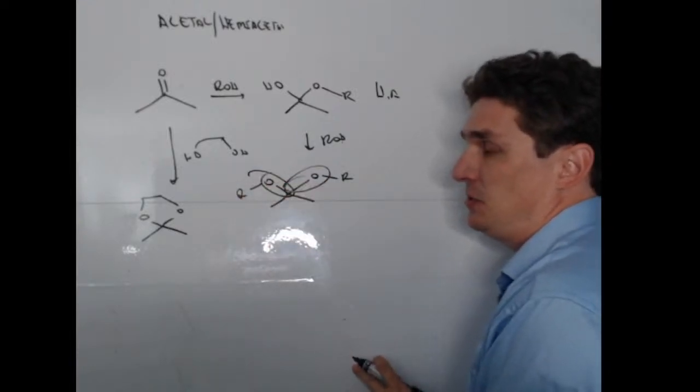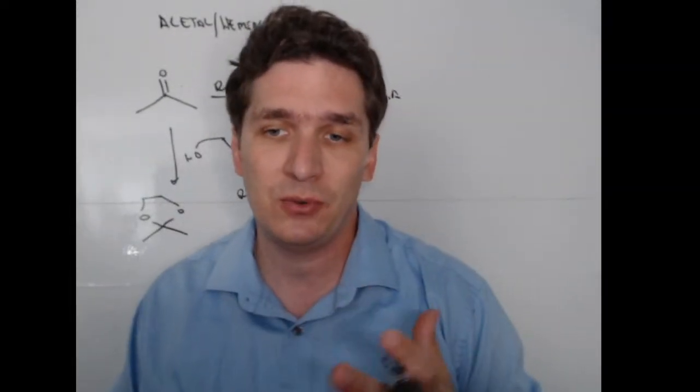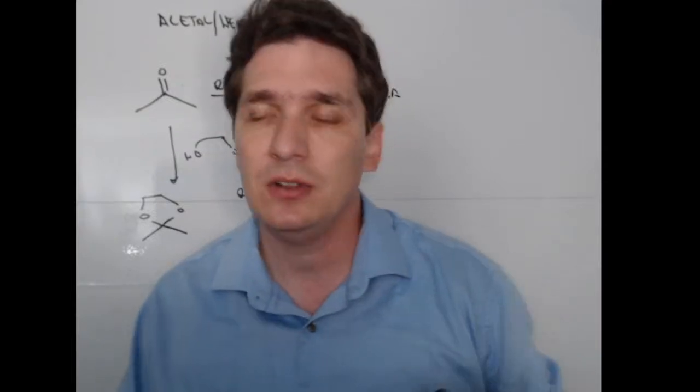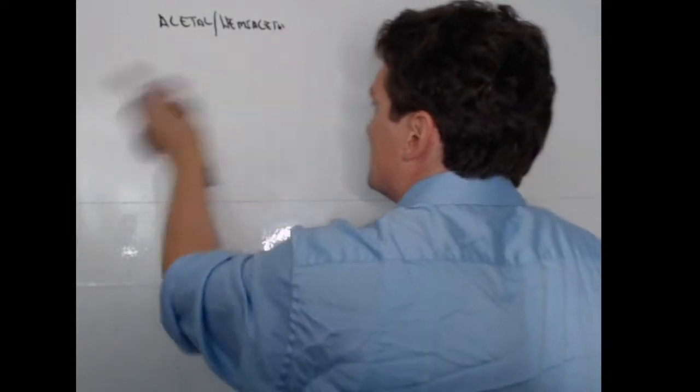In general, ethers are pretty boring molecules. They don't really do that much. And so what you do, for protecting groups of ketones and aldehydes, is you just make an ether with an alcohol. Amines, hopefully at this point, will make a little bit more sense.